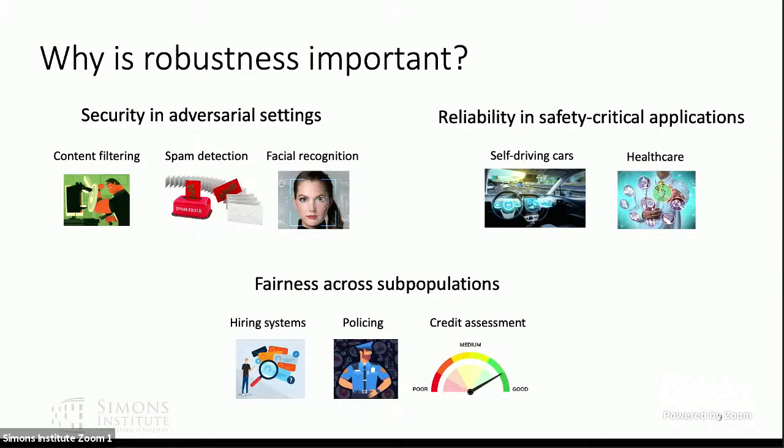Another important aspect is fairness across subpopulations, because in many applications, whatever distribution you've collected your training data from could encode biases, and it's important to go beyond that.